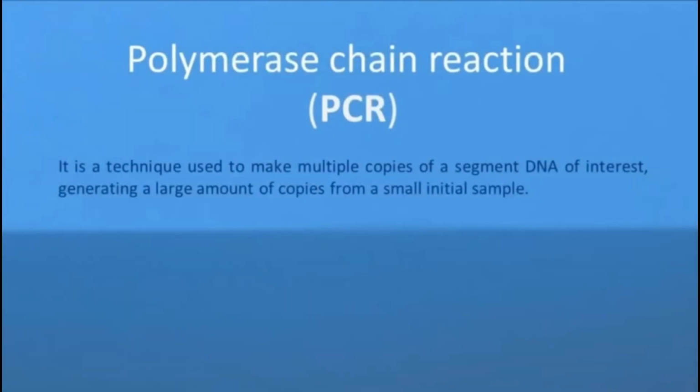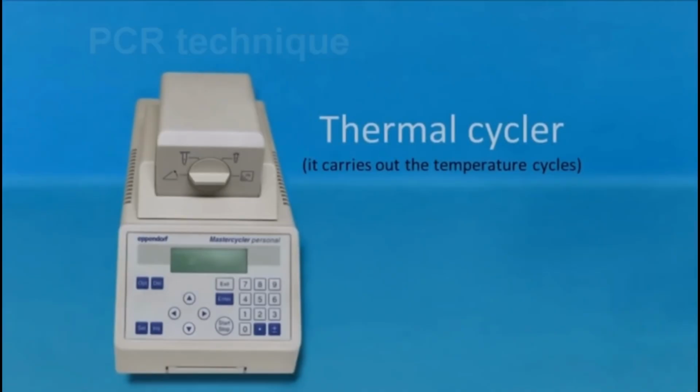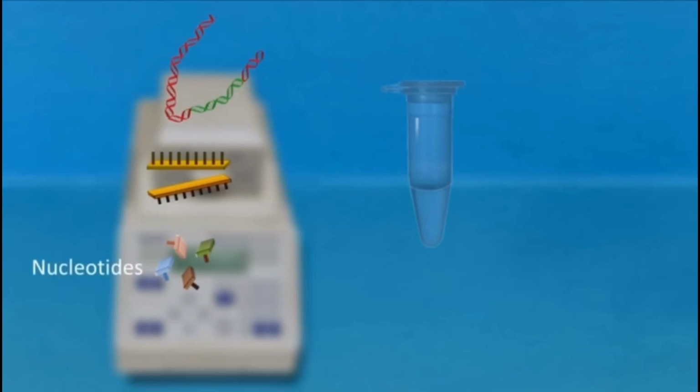PCR is a technique used to make multiple copies of a segment of DNA of interest, generating a large amount of copies from a small initial sample. The tools required for PCR are a thermocycler, target DNA, primers, nucleotides, and polymerase.